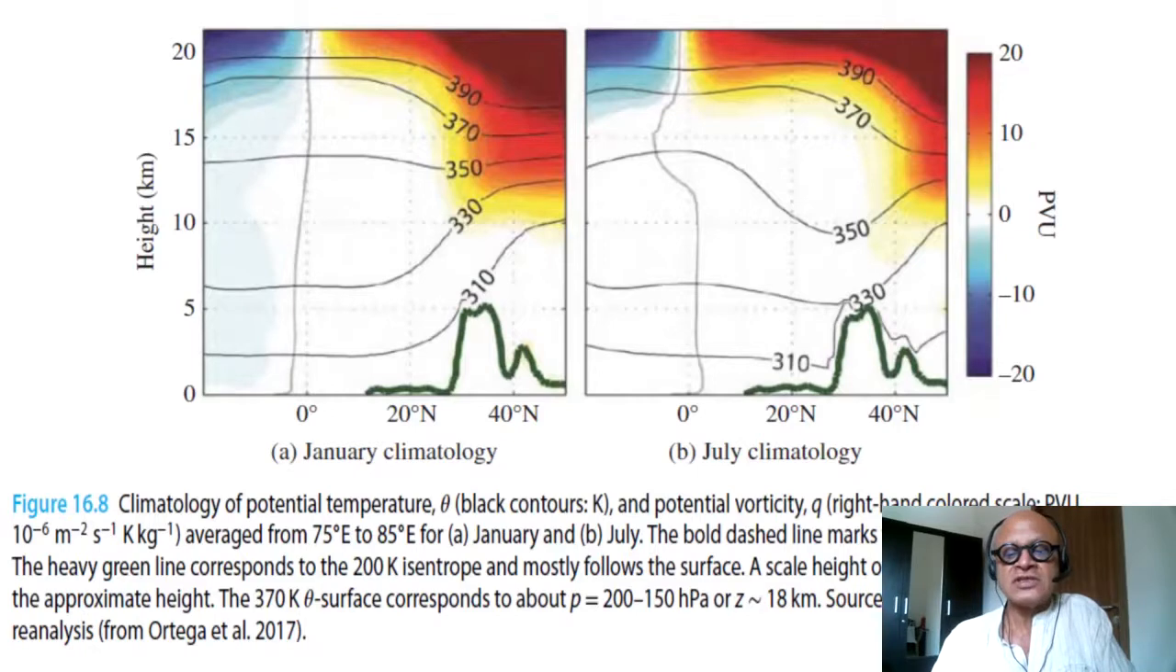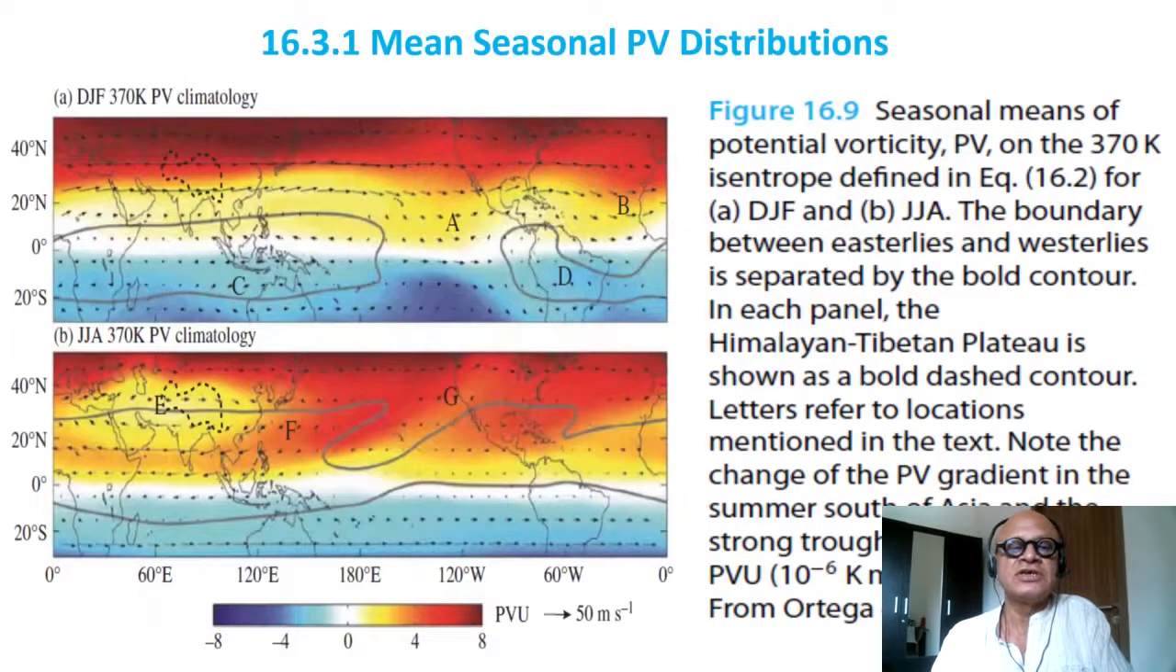We can look at this much better on the 370 K PV climatology for DJF and JJA, and we see the features we are already quite familiar with. We have the easterlies and the westerly duct, and seasonally we have the upper tropospheric trough, and we also have the PV minimum here in the so-called Asian monsoon gyre that's going to set up in the JJA.